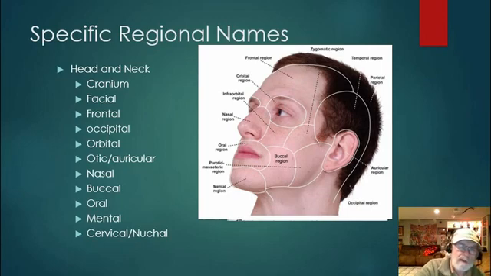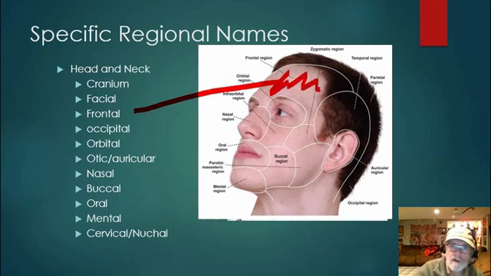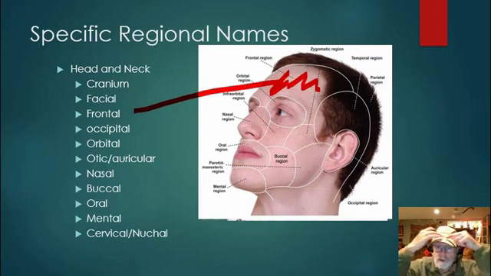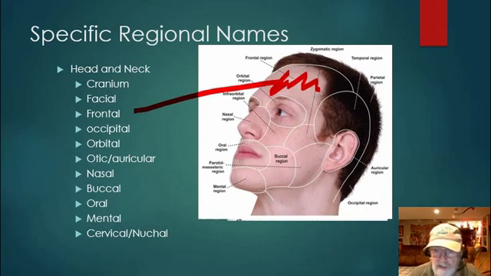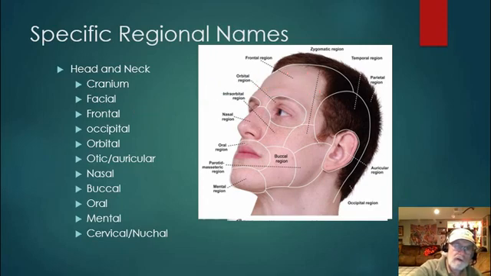Okay, let's talk about the next word here. The next word is frontal. This area right here is called the frontal region, and basically it's the forehead. There's a muscle underneath there. If you raise your eyebrows, you see those wrinkles on the forehead? The muscle that does that is called the frontalis. So there's a muscle right underneath that actually wrinkles the forehead. That's called the frontalis.